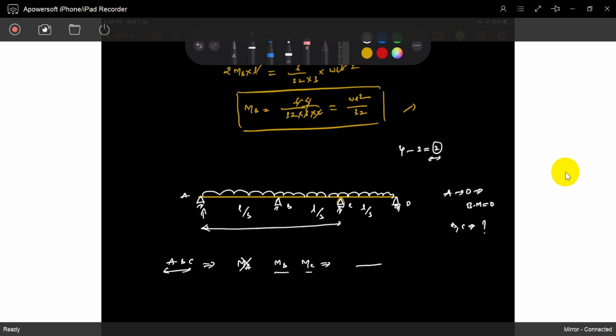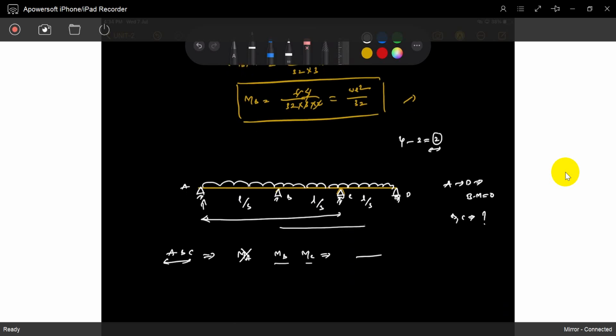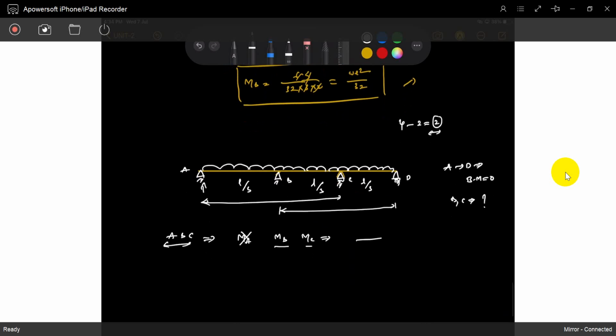Next time you choose B, C, D. Then you will get MB, MC, MD, but MD is 0, you know it. It will come in terms of 6A x bar by L, which you will easily get because those are simply supported spans. You can get the area of the bending moment diagram and the centroid distance.